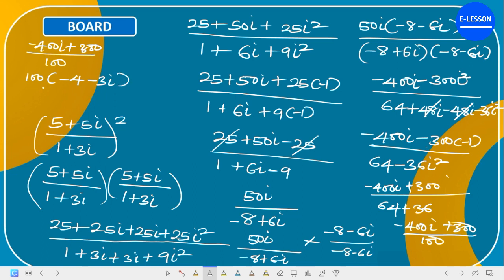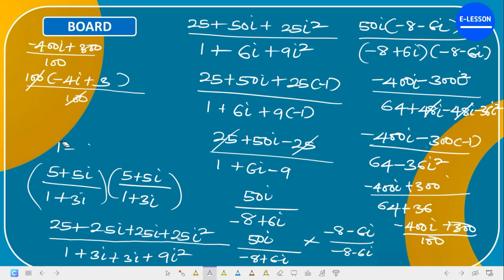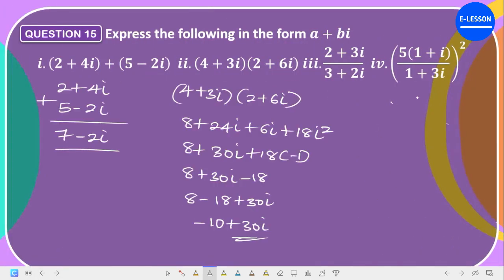Now when you do this, everything all over 100. So what is inside here? We see, change to minus 4i plus 3. 100 cancels 100, and your final answer is minus 4i plus 3. That is the solution to this question. So the solution to this question is minus 4i plus 3, or you can write it as 3 minus 4i.